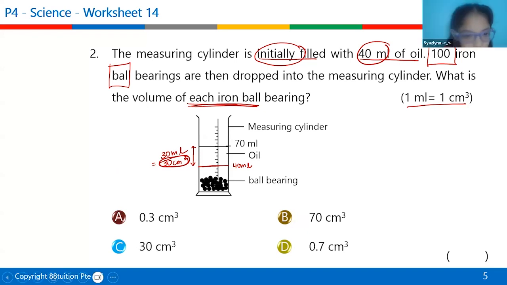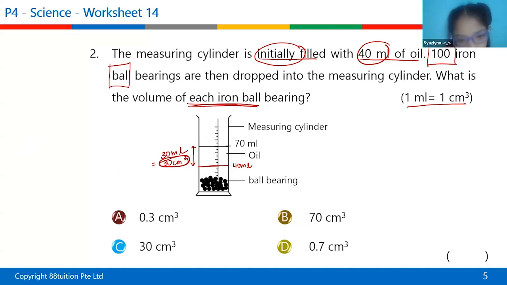The volume of what, dear? So initially, without the ball, it's 40. I put in the ball, it becomes 70. So this change in volume is the volume of what, Cheslin?